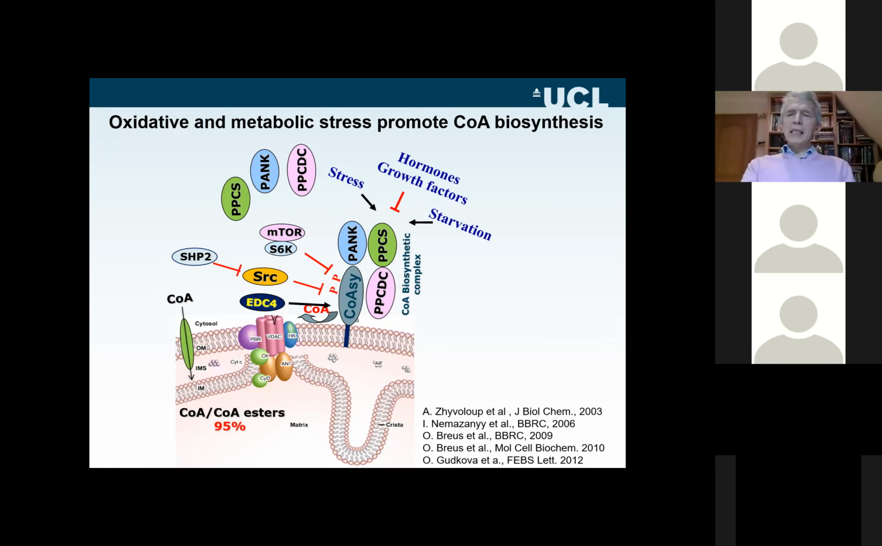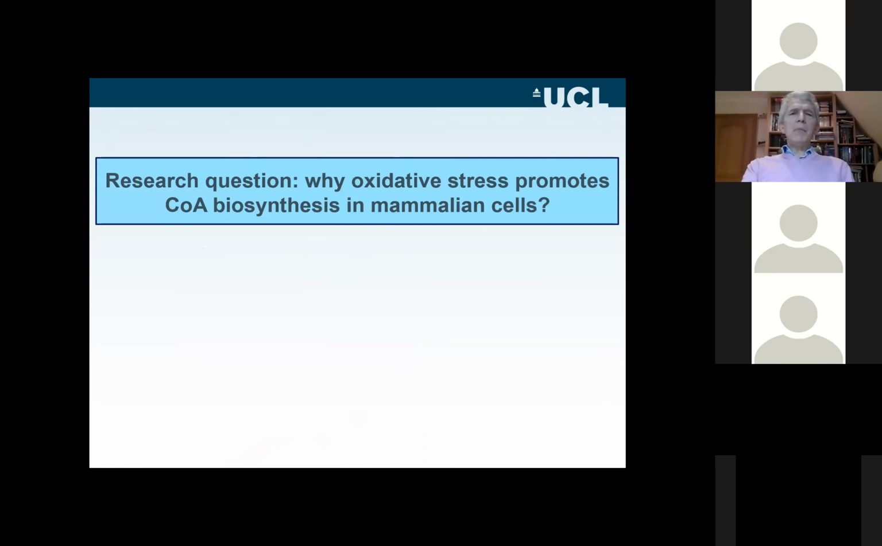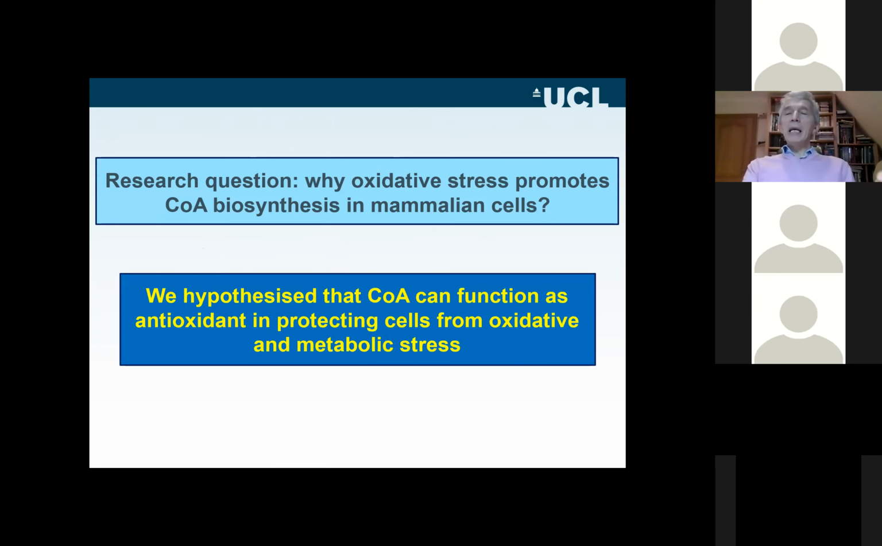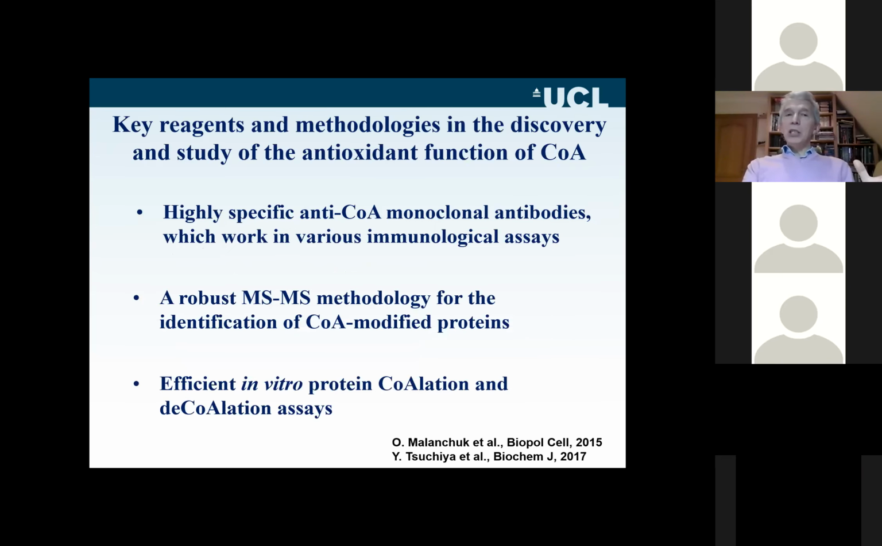This was quite an interesting finding, and we were really puzzled to understand why oxidative stress promotes CoA biosynthesis in mammalian cells. We hypothesized that CoA can function as an antioxidant in protecting mammalian cells from oxidative and metabolic stress. And we indeed demonstrated the antioxidant function of CoA using several important reagents and methodologies which were developed in our laboratory and in collaboration.